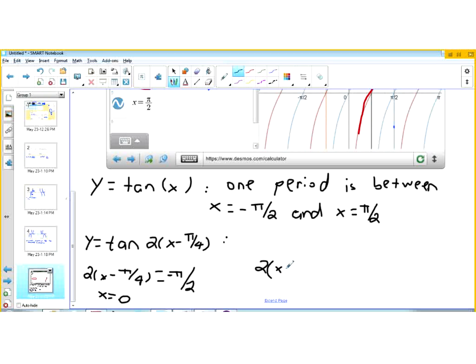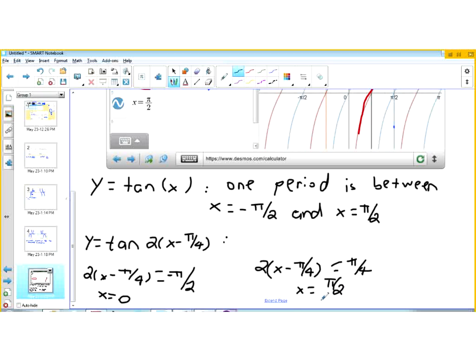And then the end of the period would be at x equals pi halves. So we set 2 times x minus pi fourths equal to pi halves. And when we solve for x, x equals pi halves. So this would be the end of the period. And that was shown in the graph that we just walked through.